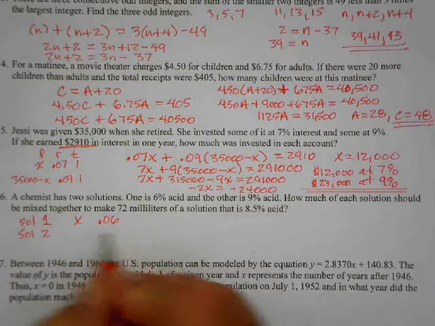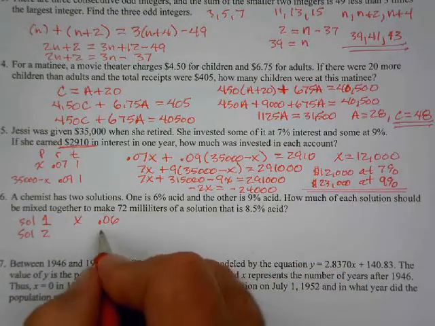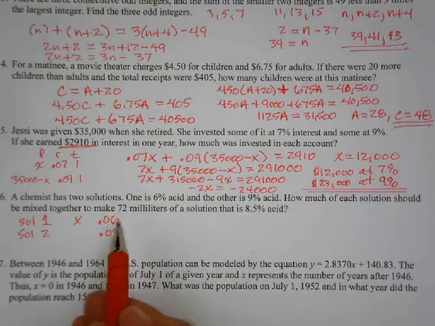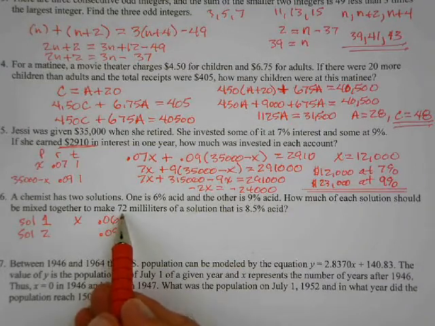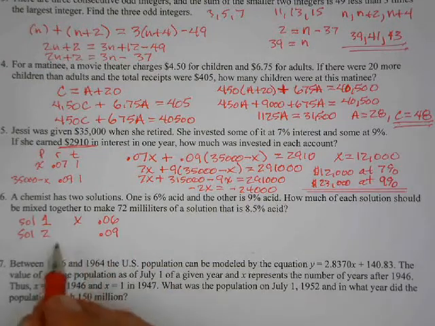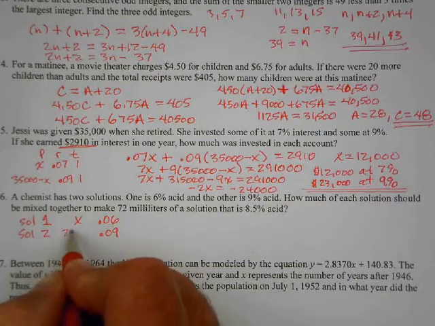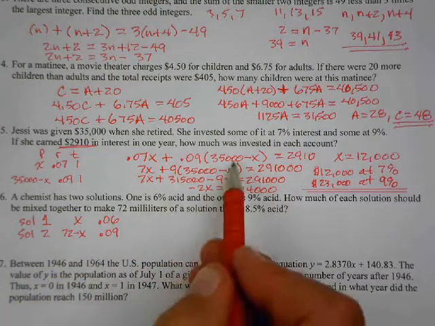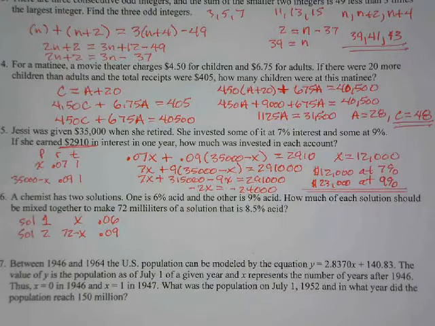Okay, now I want to get to 72 total. So whatever x is, the rest has to be in solution 2. So I'm going to do 72 minus x. Notice how similar that was to what I was doing in the interest problem, the one above. It really is a mixture problem.